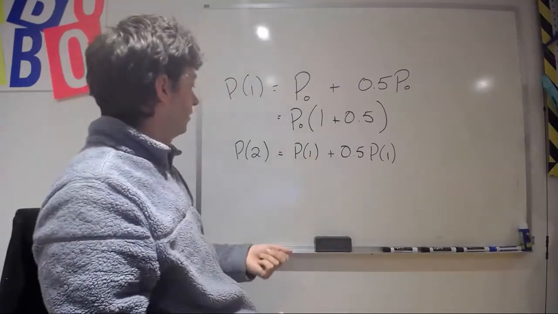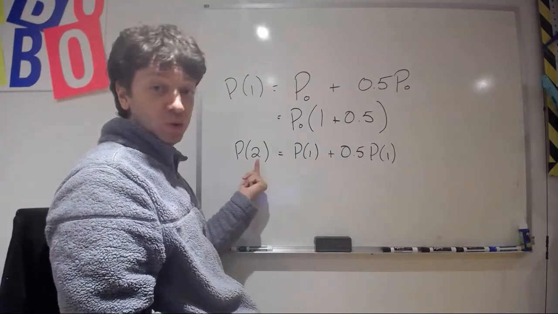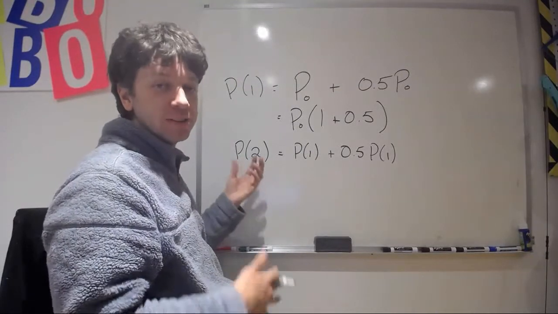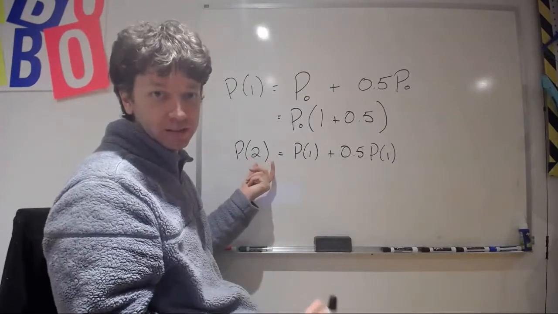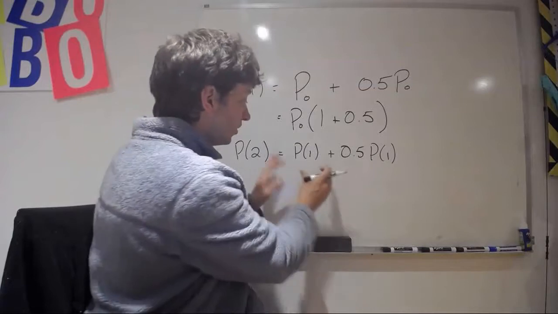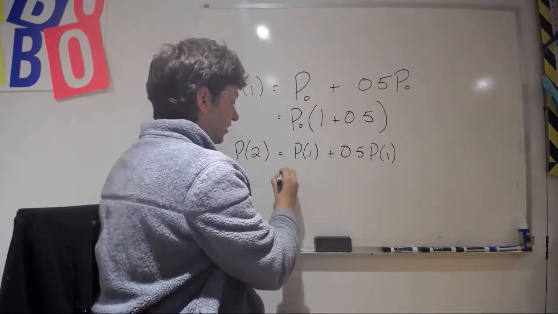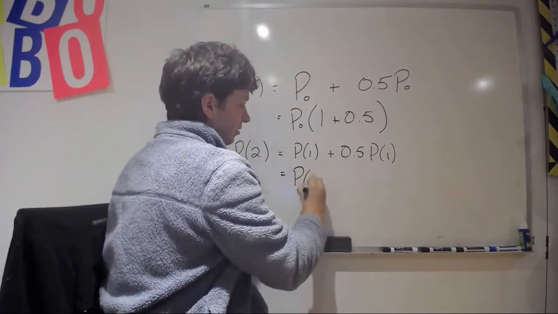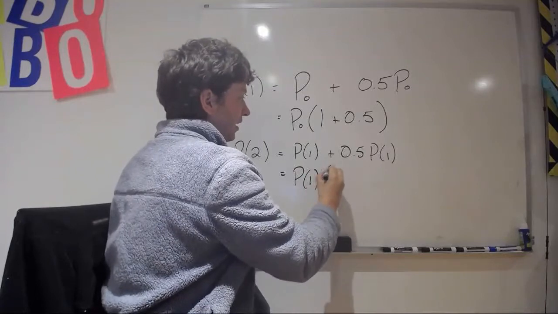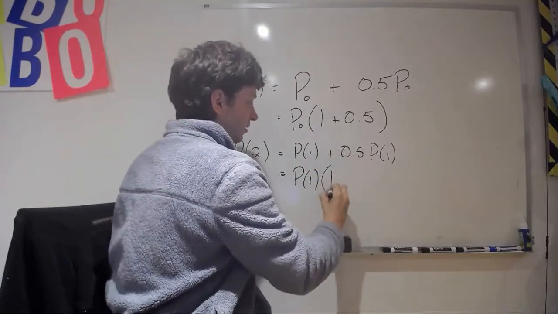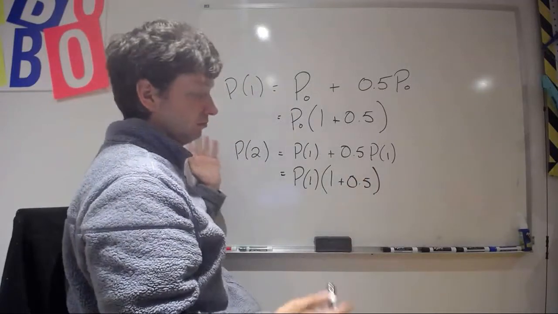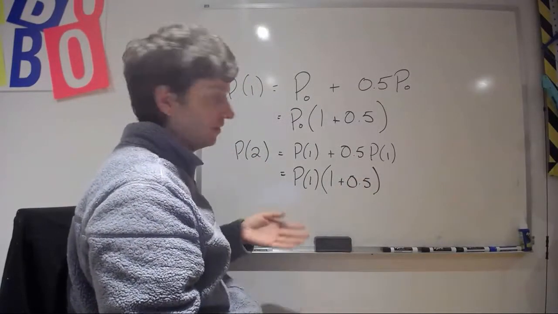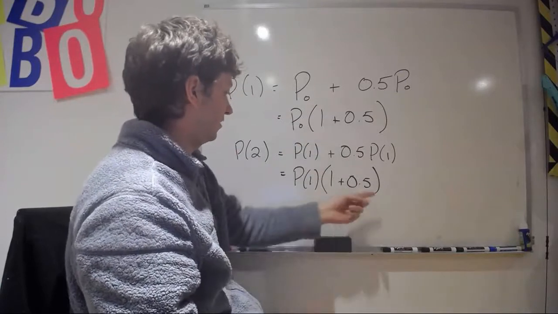This function after 2 days. It's not P times 2, it's P at 2 days. So in this case, again, I can factor. I can have P1 all times by 1 plus 0.5. Kind of developing a pattern here, 1 plus 0.5, 1 plus 0.5.